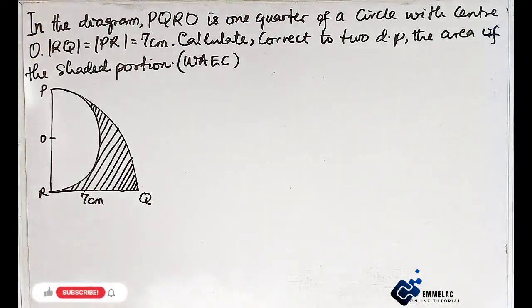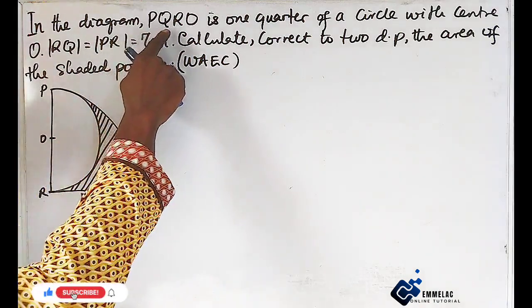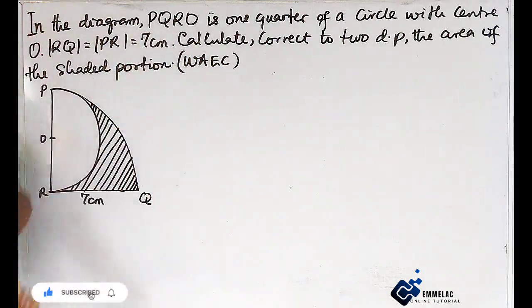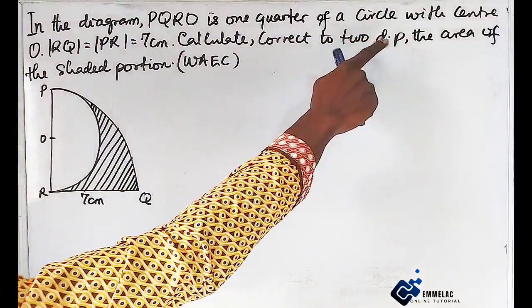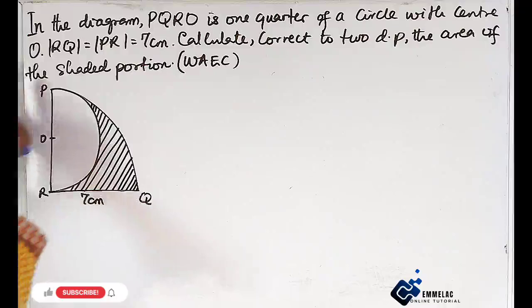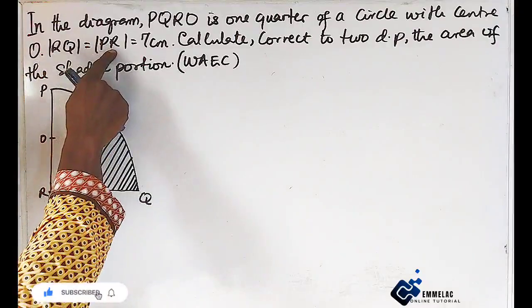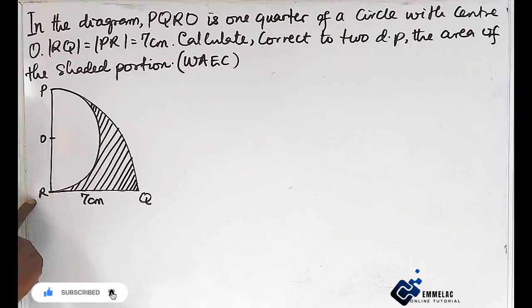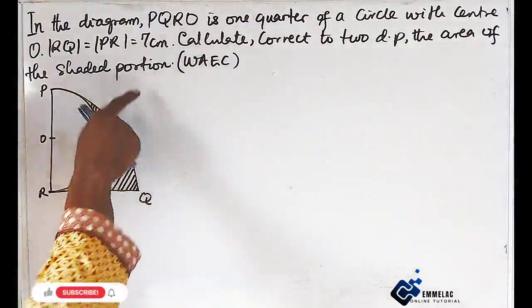Now let's look at this question. In the diagram, PQRO is a quarter of a circle with center O. Now RQ, where is our RQ, equals PR, equals 7 centimeter. Now calculate correct to 2 decimal place the area of the shaded portion.